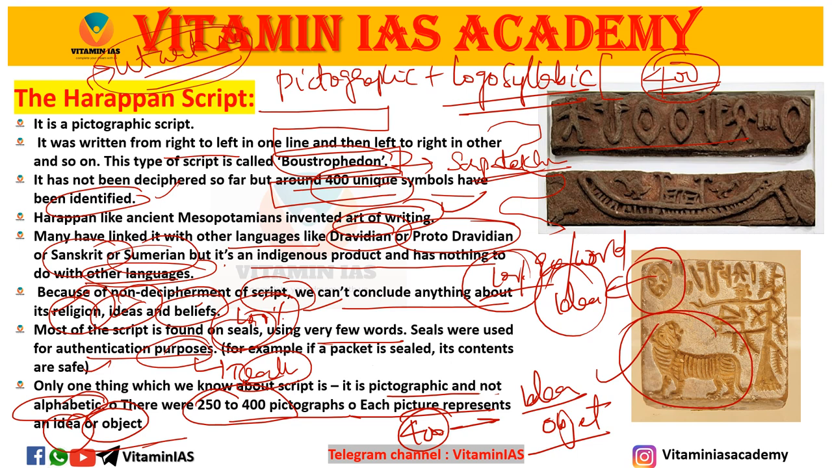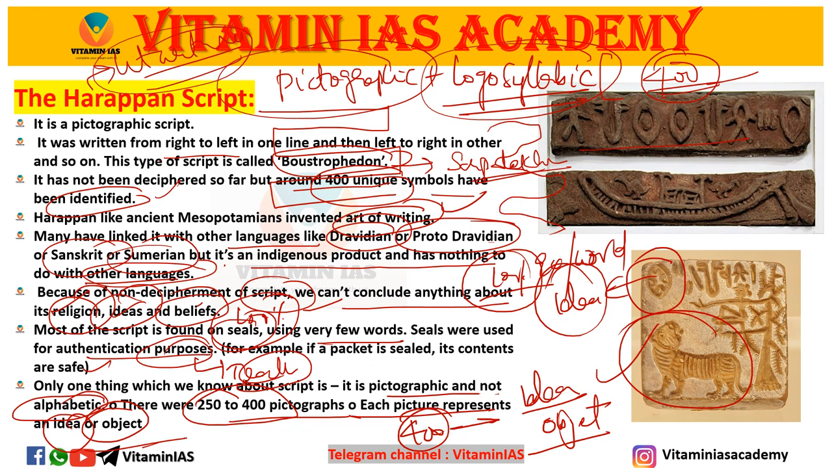This Harappan script has been linked with other languages like Dravidian, Proto-Dravidian, Sanskrit and Sumerian, but it's an indigenous product that has nothing to do with other languages. Even though till now we haven't found the meaning of that script and those symbols, nearly 400 symbols are there. The Harappan script is basically a pictographic and logosyllabic script. Logosyllabic, we know: each symbol represents one idea, one object or one word. And pictographic means mostly pictures are used on the seals. That's why it is a pictographic script.